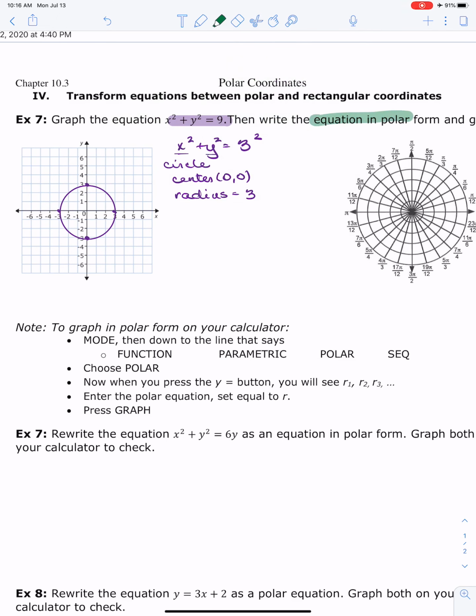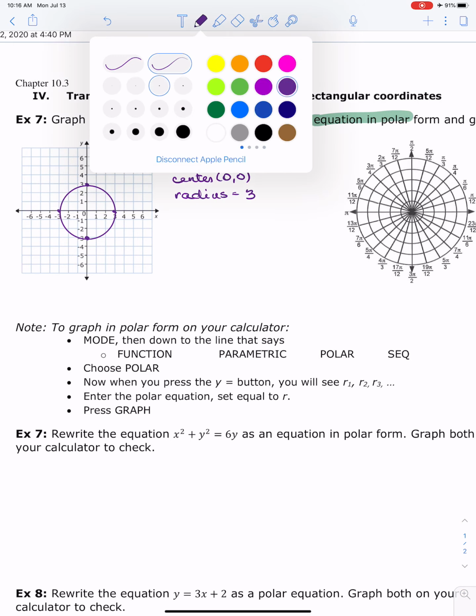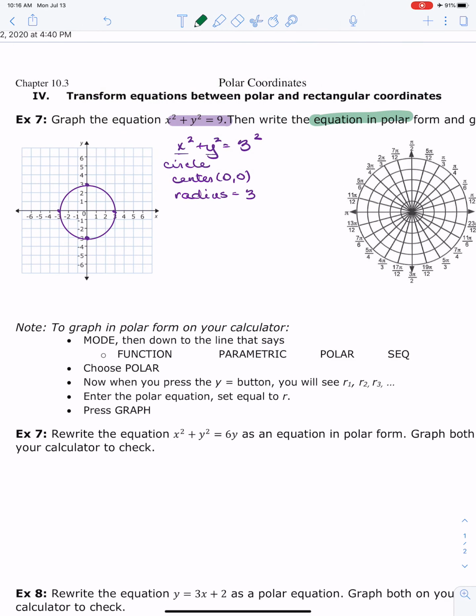So now we're going to write that equation in polar form. And we're going to start by using this fact here, x squared plus y squared equals r squared. I'm going to use that to just replace that entire left-hand side and write this as r squared equals 3 squared. And then because I really want the equation as an r equal, I'm going to square root both sides. I get r equals plus or minus 3. And I can separate this out into two separate equations. We can graph those both and see that they look exactly the same.